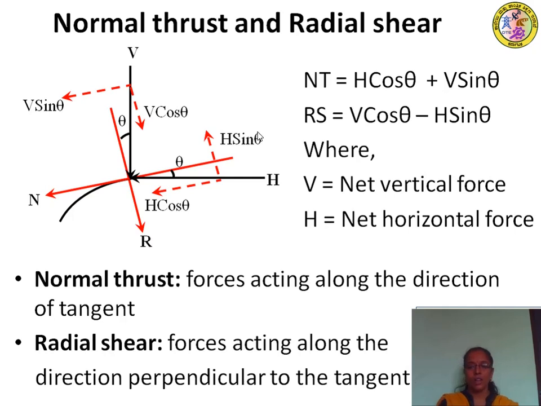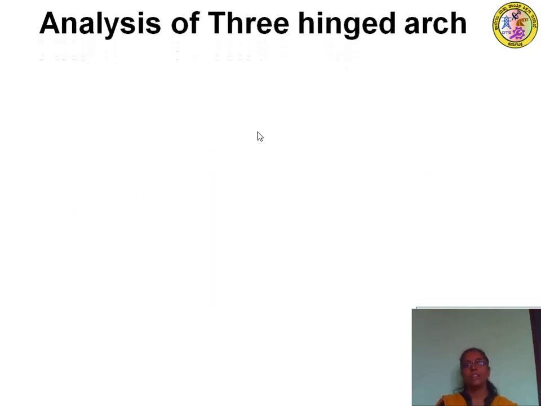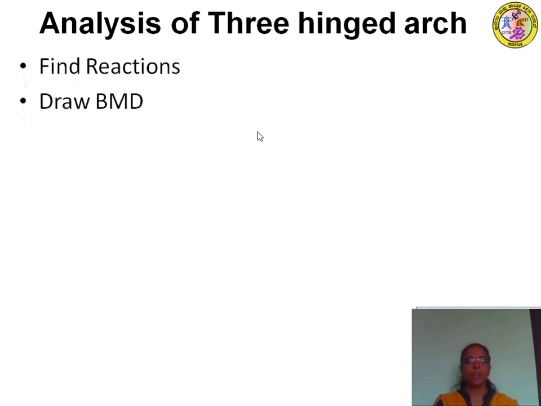Next, the analysis of a three-hinged arch. In case of any beam, you finally have to draw the BMD and SFD. In the same fashion here also, to analyze a three-hinged arch, first you have to find the reactions and then draw the BMD. BMD is enough for the analysis in this case. In case of arches, there is no need to plot the shear force diagram. Only drawing the bending moment diagram is enough.